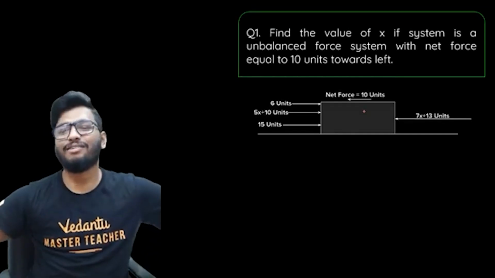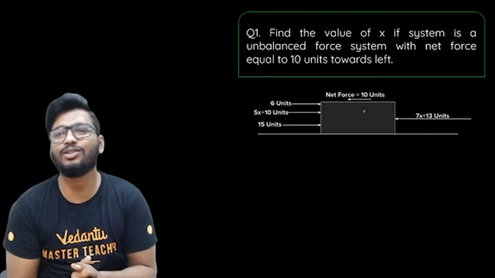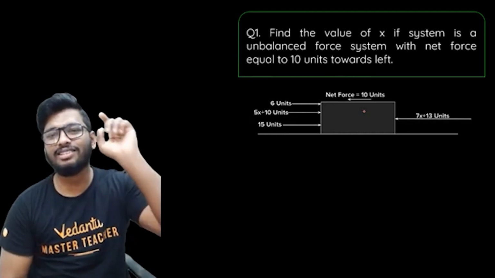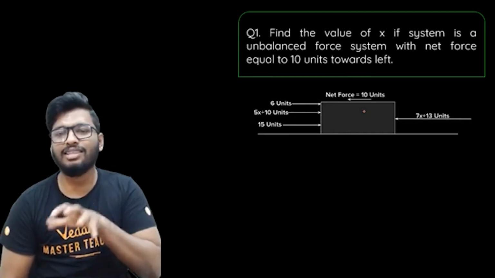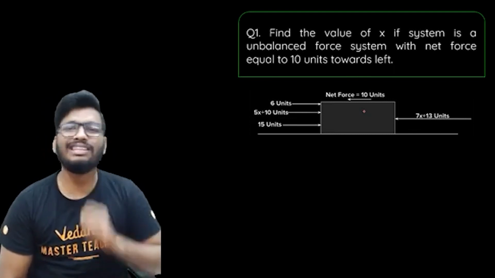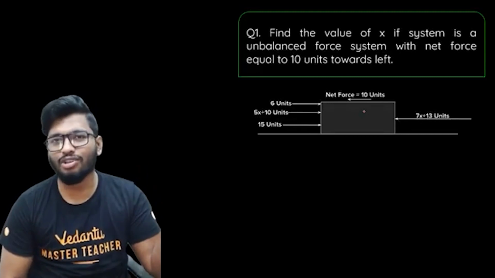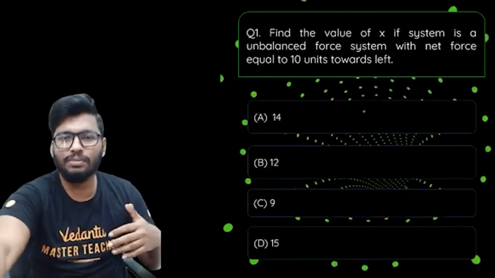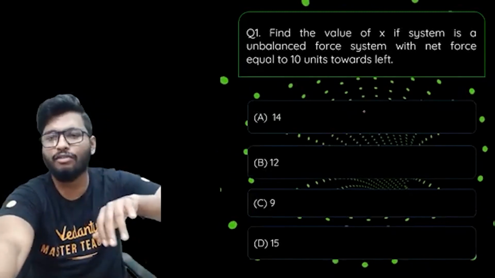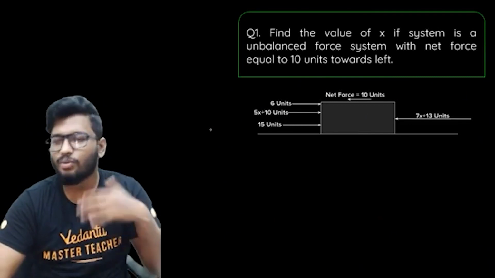Alright guys, so now that you've understood all of these concepts, let's quickly do some questions as well. Here's the first question. Find the value of x if the system is an unbalanced force system with net force equal to 10 Newton towards the left hand side. So how do you solve this, guys? It's quite simple. These are the options, by the way: 14, 12, 9 and 15. Let me just try to solve this question.